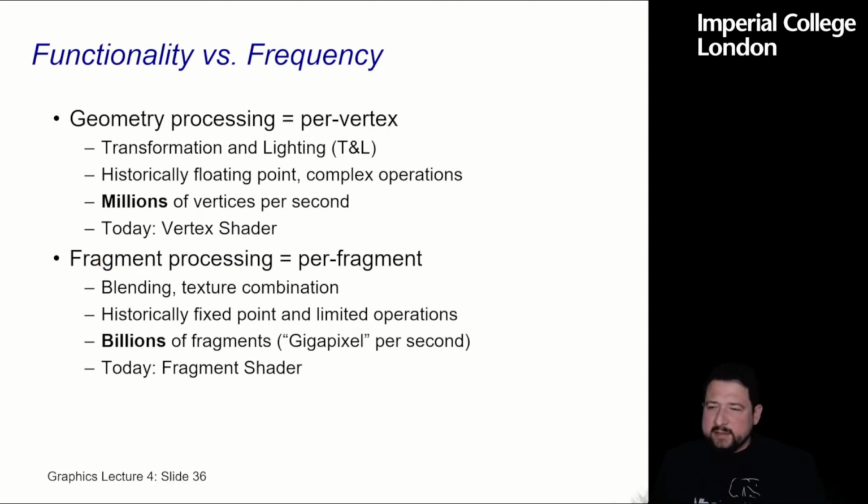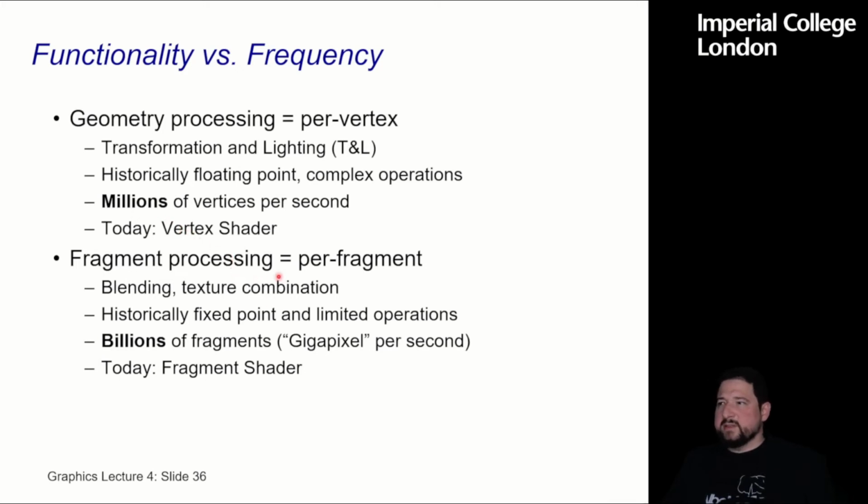So really what I find interesting is the scale here. Geometry processing is per vertex. It does transformation and lighting. Historically, it's floating point and complex operations. There are about millions of vertices per second. And we run this through the vertex shader.